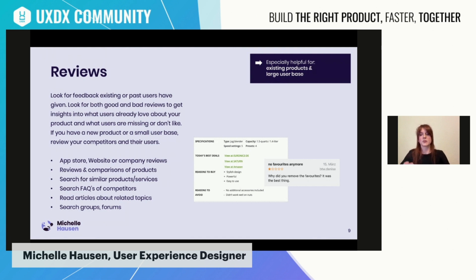I'm sure we've all been in the place where we had to decide between two different products or two different services. In the design sphere, that could have been Sketch versus Figma. And there's a bunch of different reviews and even comparisons of products on Google that you could use to get some insights about what people are already saying about your product or even about the competitors' products. Maybe there's something they don't like about a certain product that you could make better for your product. And with this already mentioned, it is great for existing products, but by looking at competitors, you can also use it for new products or small user bases.